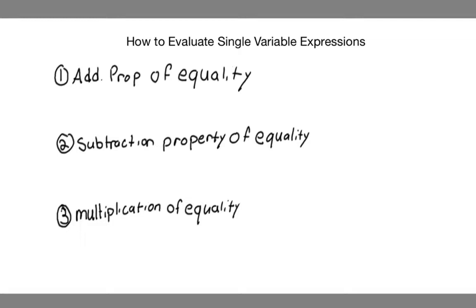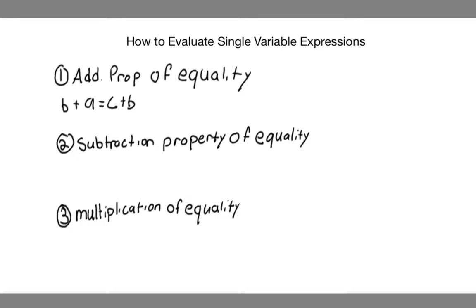So let's start off with the addition property of equality. It says basically if we have A equals C, then if we're going to add the variable B to the variable A, we need to do the same thing to the opposite side and also add variable B to variable C, since they're equal.